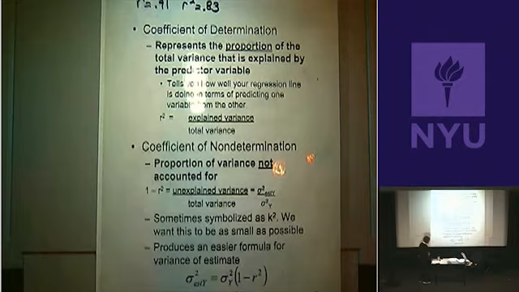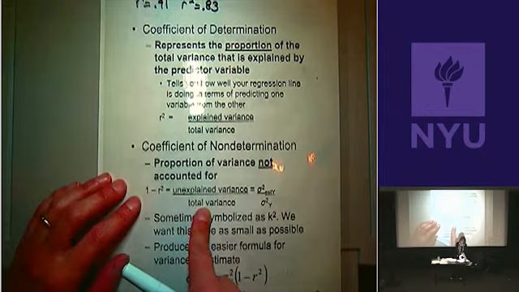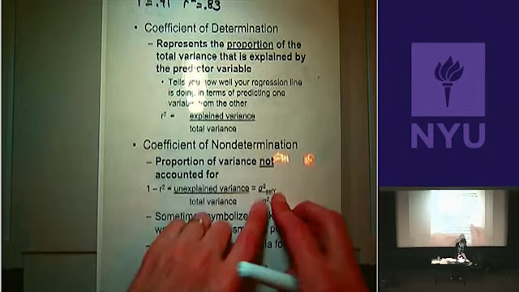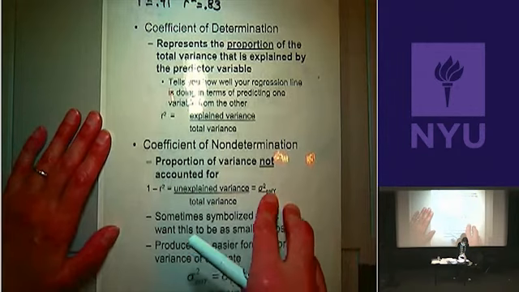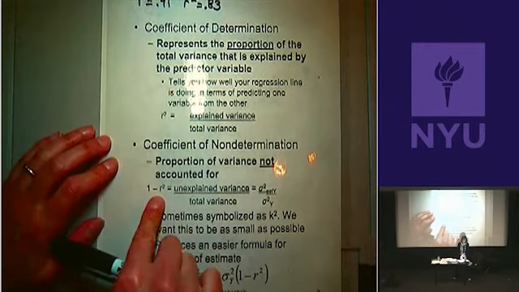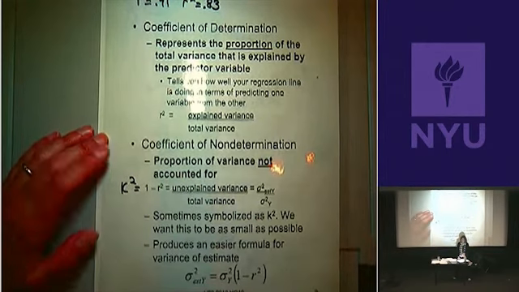Okay, so that's the coefficient of determination. What's the coefficient of non-determination? Well, that's the unexplained variance over the total. The unexplained over the total. What's another name for the unexplained variance? The variance of the estimate. The variance of the estimate, that's that. Okay? So it's the variance of the estimate over the total variance. Now this 1 minus r squared, right, because it'll all add up to 1, this is generally noted k squared. So k squared is the coefficient of non-determination.